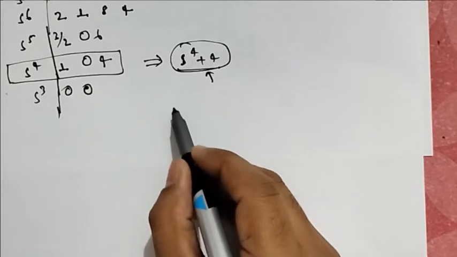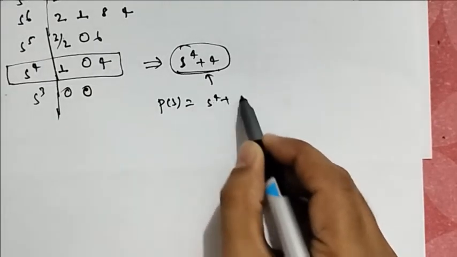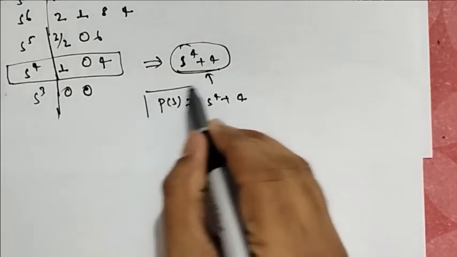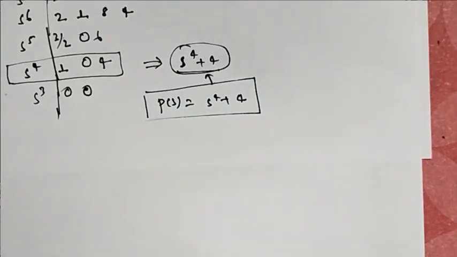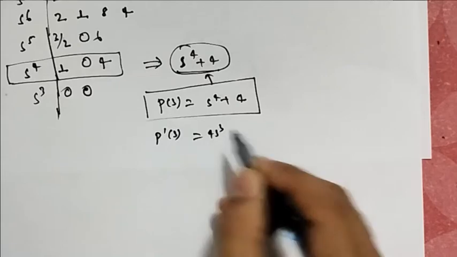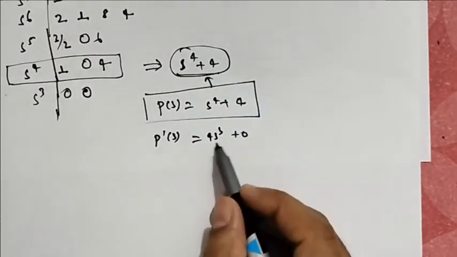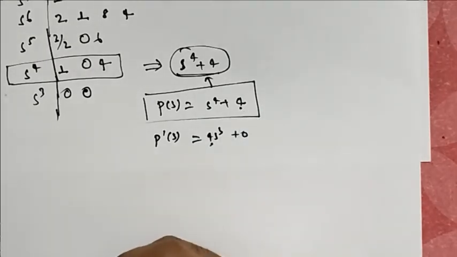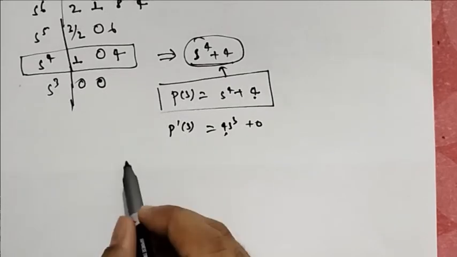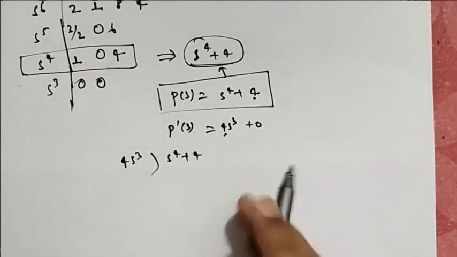For that, suppose we need to check whether the function s to the power 4 plus 4 is Hurwitz. Suppose this is a difference function, then take the derivative of this one. This will be 4s cubed, and the derivative of the constant will be 0. Now if I divide this with the upper one, then we are going to again get the result, 4s cubed divided by s to the power 4 plus 4.